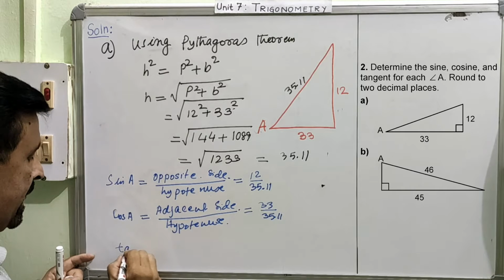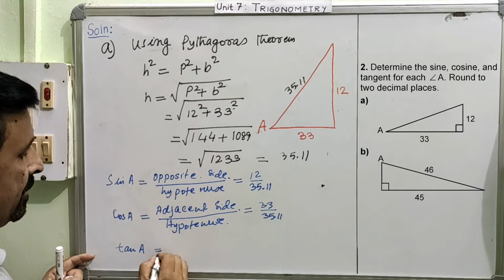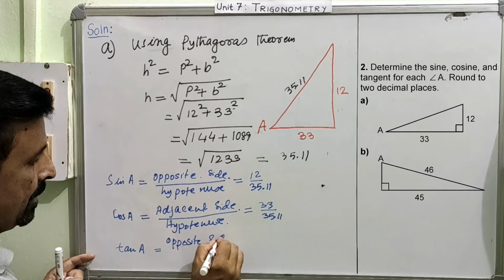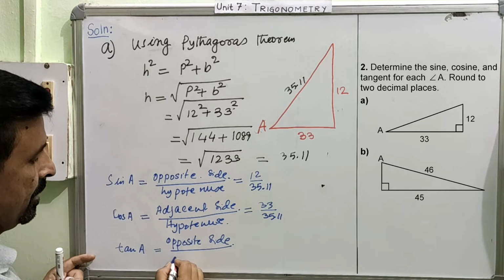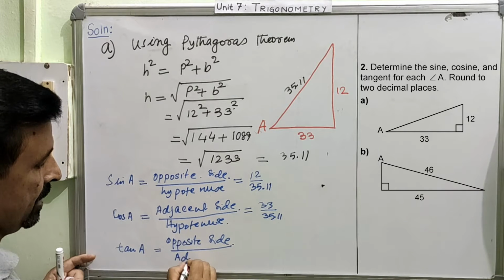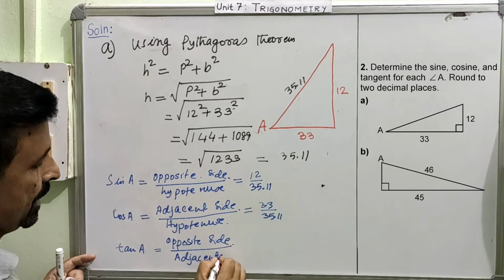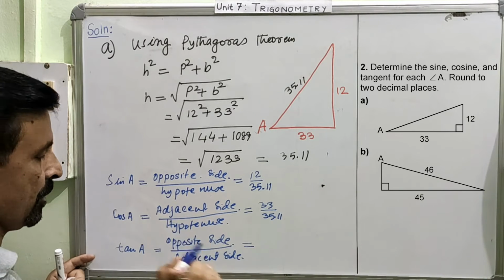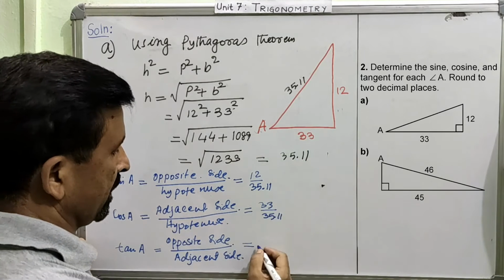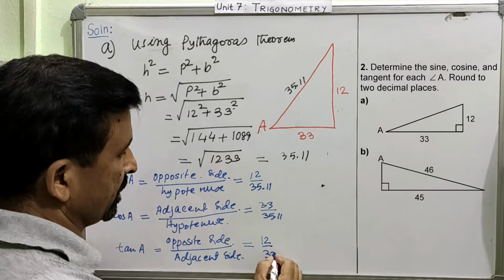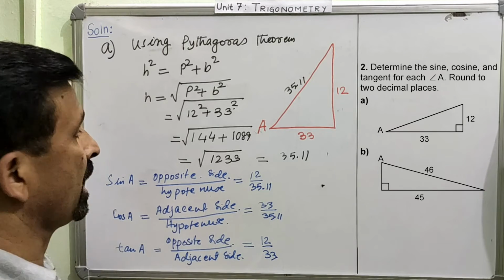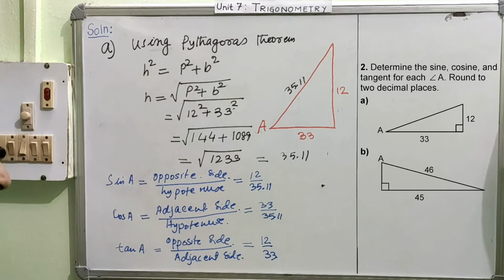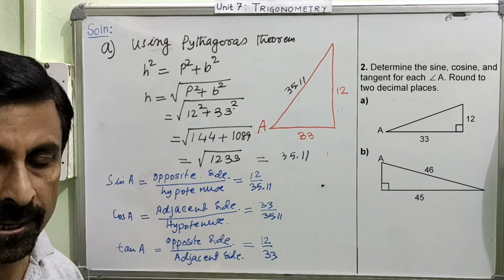Then the last one is tan A. Tan A, this is the ratio of opposite side divided by adjacent side. Tan A is opposite side over adjacent side. For your benefit, I am repeating also. Now, this will be 12 over 33. This also, if you want, you can write in decimal. So, this is how we did question number 2. The other part of question number 2, you will do by yourself as assignment. This is very clear? Thank you.